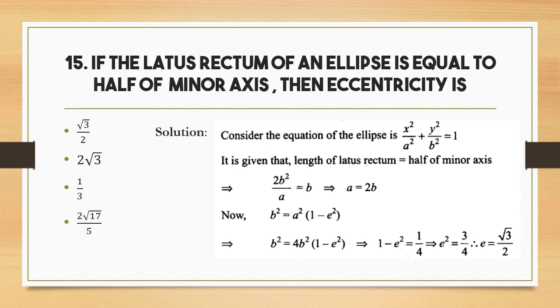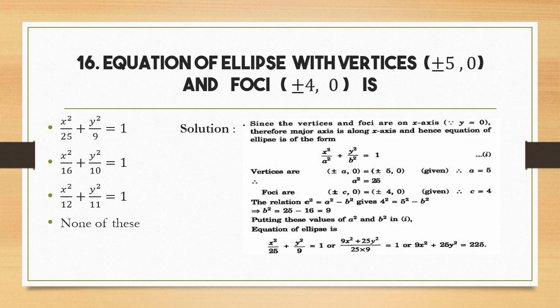We'll move on to the next question. In question number 16, the equation of an ellipse with vertices plus or minus 5, 0 and foci plus or minus 4, 0 is given. You need to find the equation of the ellipse. So the vertices of a certain ellipse are given, and the foci are also given. You want the equation. Look at the construction of the question. Foci with x coordinate is given, y is absent. Vertices with x coordinate is given, y is absent. Therefore, I wrote this equation in this style.